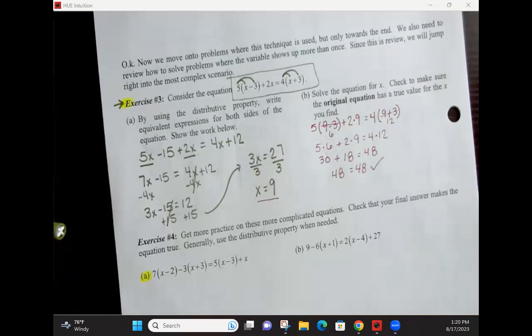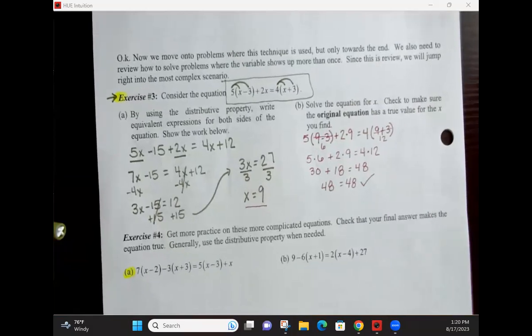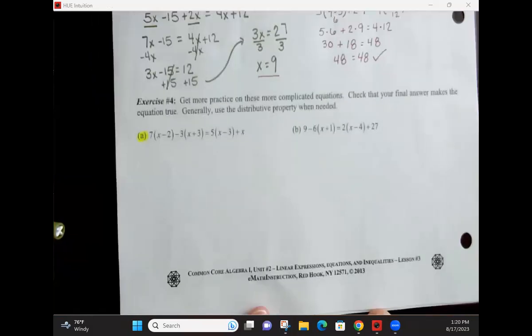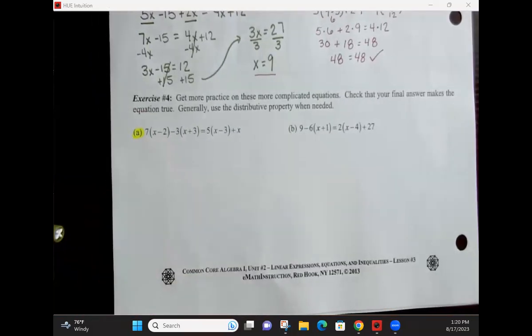Questions for me so far? A couple more we're going to take a look at together today. Let's pop down to exercise 4. We're going to take a look at A. Same idea as what we just did. I've got x in a whole bunch of different places.